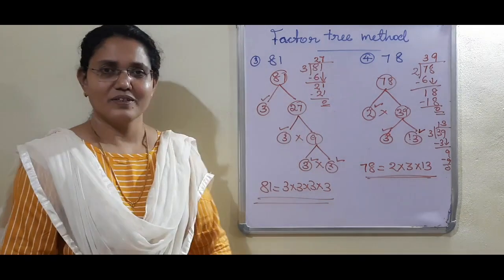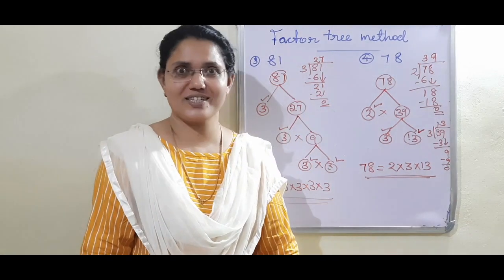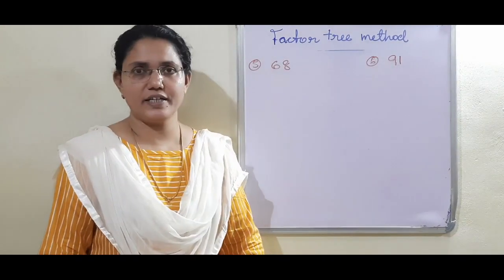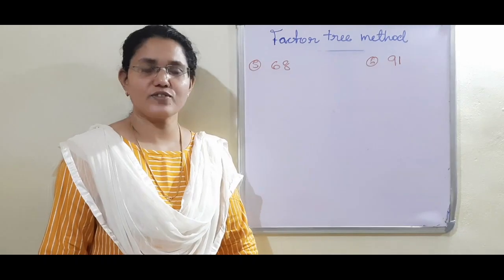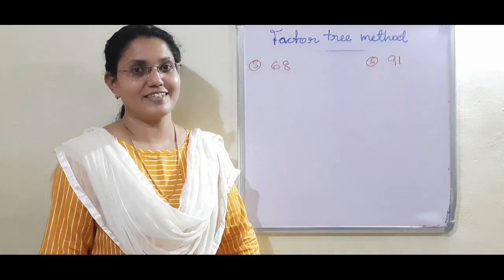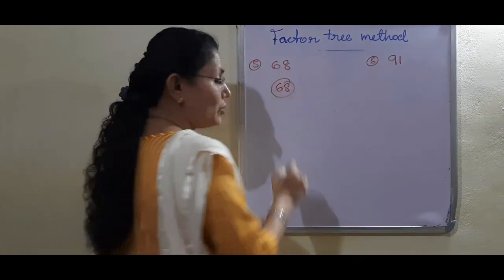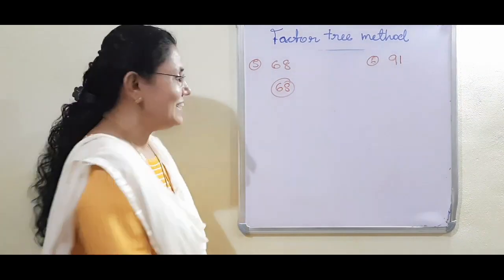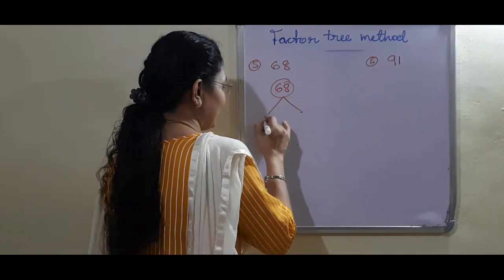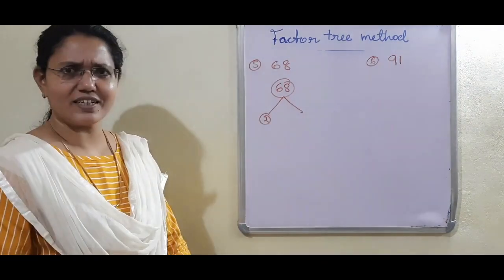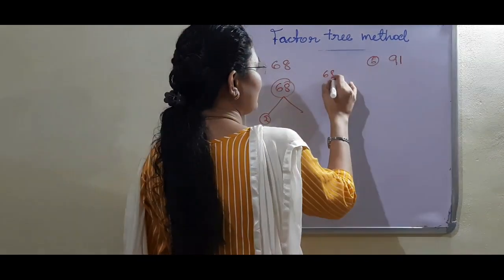Okay. Now we can do 2 more questions. Dear children, we can find the prime factorization of 68 by the factor tree method. Now first 68 is there. What to do? First, it is an even number, so 2 is a factor. How will you find the other factor? Yes, divide 68 by 2.